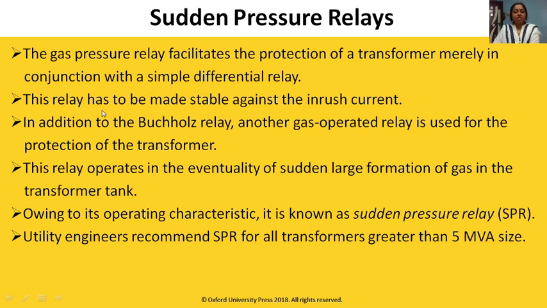relay. This relay has to be made stable against the inrush current. In addition to the Buchholz relay, another gas operated relay is used for the protection of transformer. This relay operates eventually on sudden large formation of gas in the transformer tank. Owing to its operational characteristic, it is known as sudden pressure relay. It is used for transformers greater than 5 MVA size.